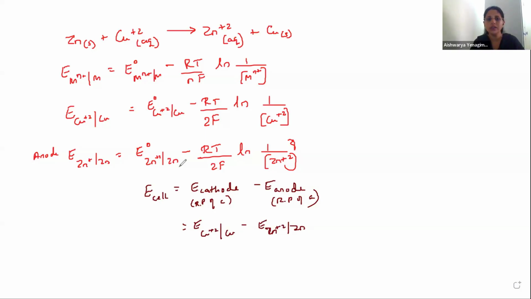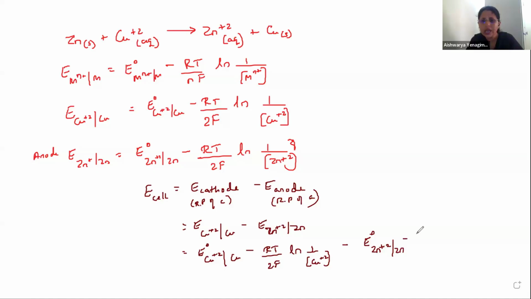Cu plus 2 bar Cu, what is there? So I'll substitute it. I'll write here: E naught Cu plus 2 bar Cu minus RT by 2F natural logarithm 1 by concentration of Cu plus 2, minus E naught Zn plus 2 bar Zn minus RT by 2F natural logarithm 1 by concentration of Zn plus 2. Is that right? Understood up to here?